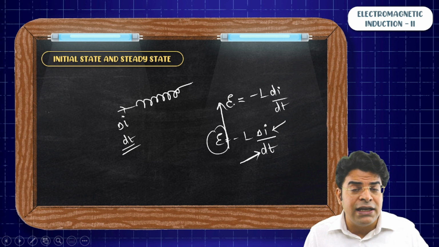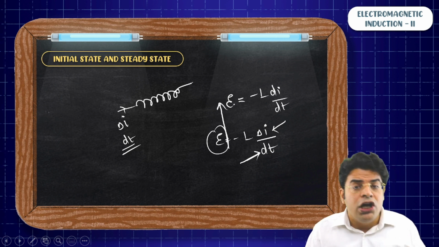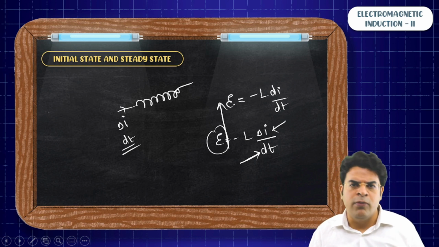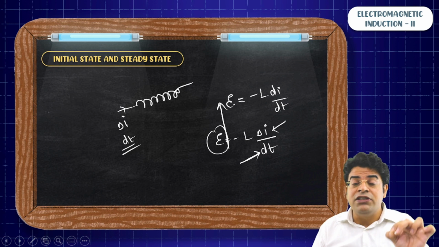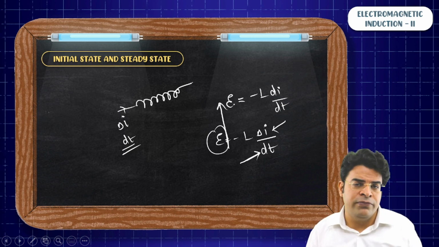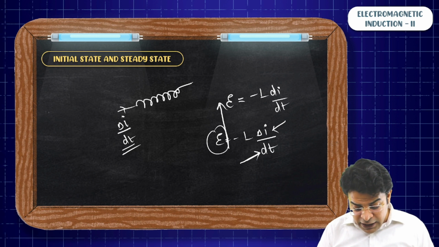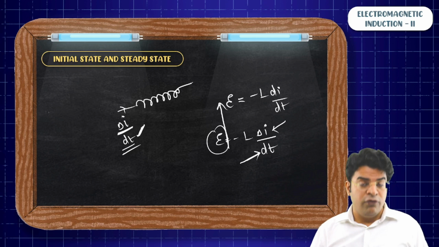Do understand that an infinitely large EMF will be required to change the current by a finite amount in an infinitely small frame of time, since you can't provide infinite EMF. Hence, there can't be a finite change in the current flowing through the inductor in an infinitely small frame of time. Once more repeating, if you have an inductor, there can't be any finite change in the current flowing through it in an infinitely small frame of time.